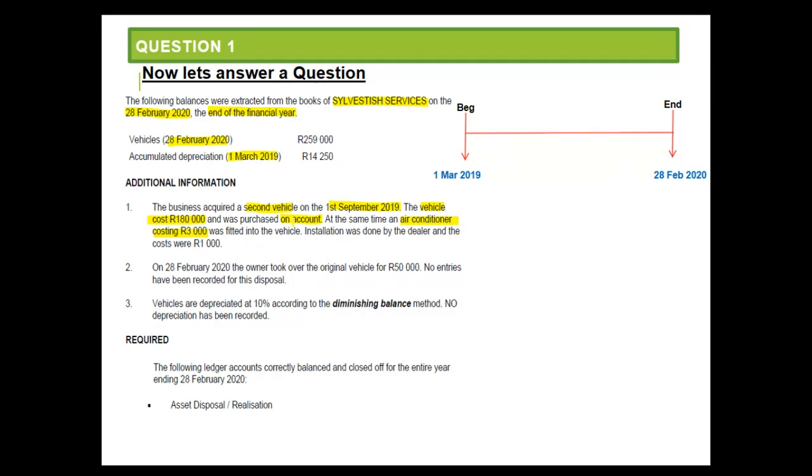It means at the moment, the vehicle, which is the second vehicle, has been bought for 180,000 plus 3,000. I capitalize because this will increase the cost of the vehicle. The installation was done by the dealer at a cost of 1,000. Can you see now the installation? Again, the installation needs to be capitalized because it made this particular asset ready for use.